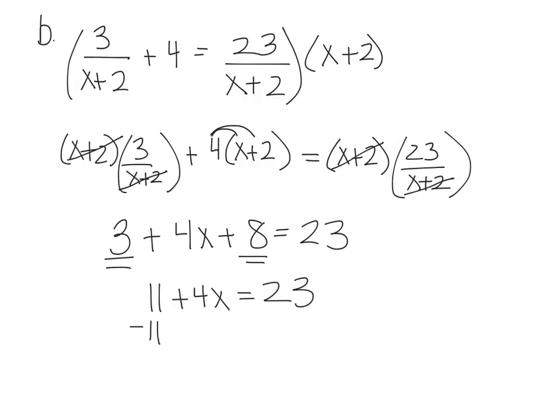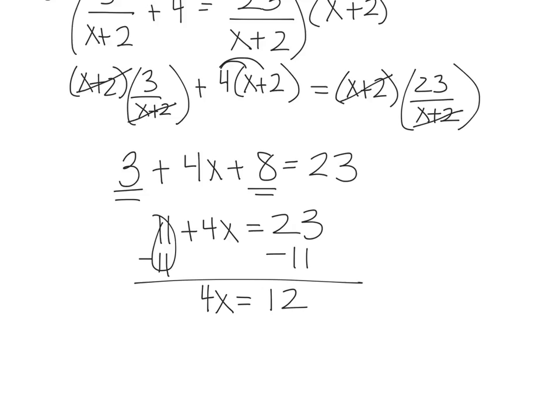Now I'll subtract 11 on both sides to isolate my x variable. And I have 4x equals 23 minus 11, which is 12. Lastly, I'll divide both sides by 4 to get the x by itself, and I get x equals 3. Now remember, part A told me that I can't have x equaling negative 2. Well, since x equals 3 and not negative 2, I know that this can be a solution to my equation. So my solution set is x equals 3.